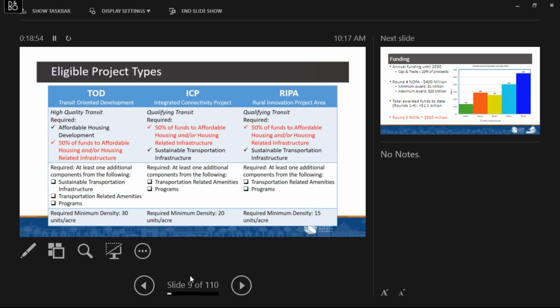And then we have our integrated connectivity project area types. These are areas that have qualifying transit, and this means that the transit maybe doesn't have really frequent headways, it doesn't have fixed infrastructure, but it's still a solid bus line, there's a bus stop, it doesn't have a bus only lane, and that has to be within a half mile of your housing development.